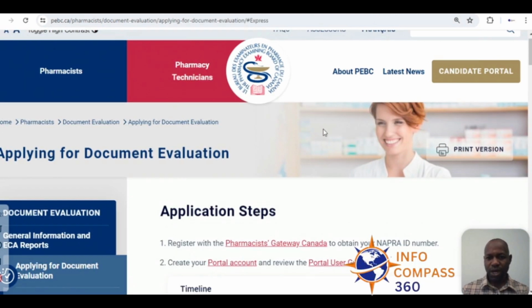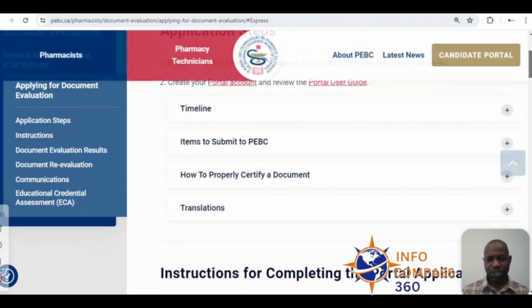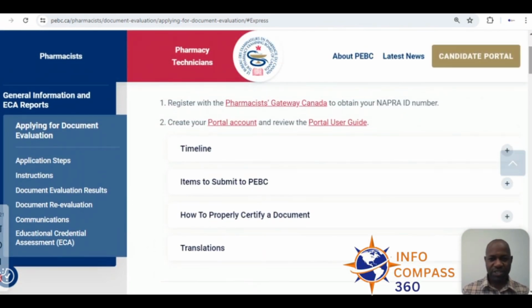So in terms of applying for the document evaluation, the step-by-step is for you to start by registering with the Pharmacist Gateway Canada to obtain your NAPRA ID number, create your portal account, and review the portal user guide.